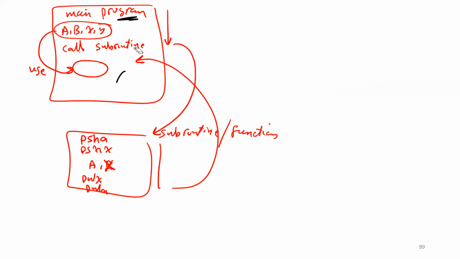Because inside the subroutine, you may need to use A, B, X, Y. You got what I'm saying, guys? In the main program, I'm storing some value in A, some value in B, X is a pointer, Y is a pointer. All I want is that when I call the subroutine, I get the same values for A, B, X, and Y, because I'm going to use them later in the program. But the subroutine itself needs to use A, B, X, Y.